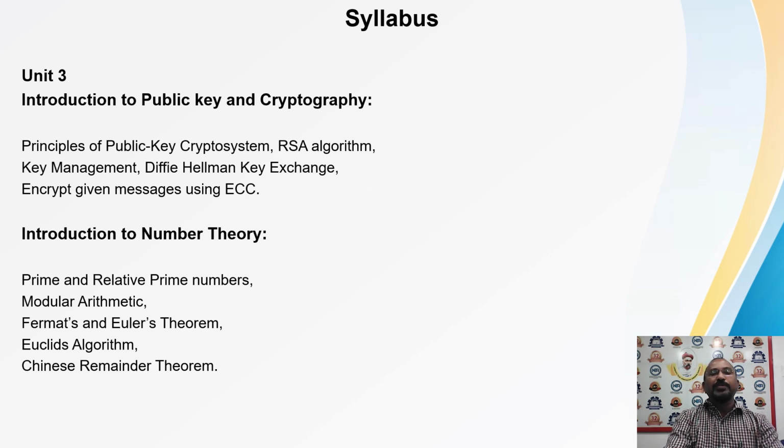In public key cryptography, there are the algorithms: the RSA, the second one is Diffie-Hellman key exchange, and the third one is ECC, that is elliptic curve cryptography. While studying cryptography techniques, we have to deal with number theory. In number theory, we will discuss prime and relative prime numbers, modular arithmetic, Fermat's and Euler's theorems, Euclid's algorithm, and the Chinese remainder theorem.